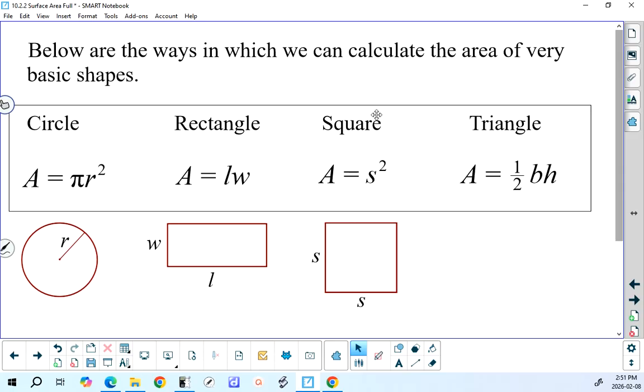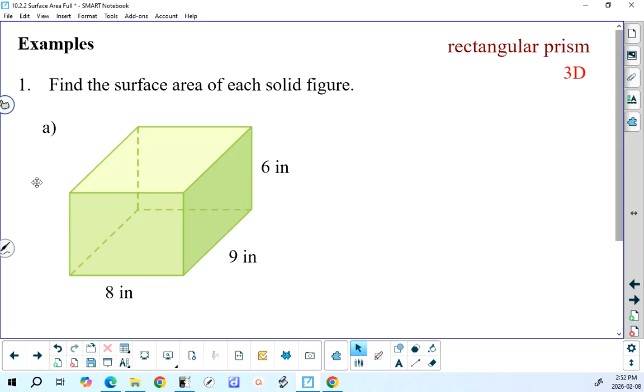I do give you the formula for the area of a triangle on your formula sheet. The area of a triangle is A equals 1/2 times the base times the height. The height, of course, is the perpendicular distance from the base to the opposite vertex of the triangle. So why am I going through two-dimensional shapes and their areas if we're talking about three-dimensional objects? The reason is sometimes what you have to do is deconstruct a three-dimensional shape into two-dimensional areas.